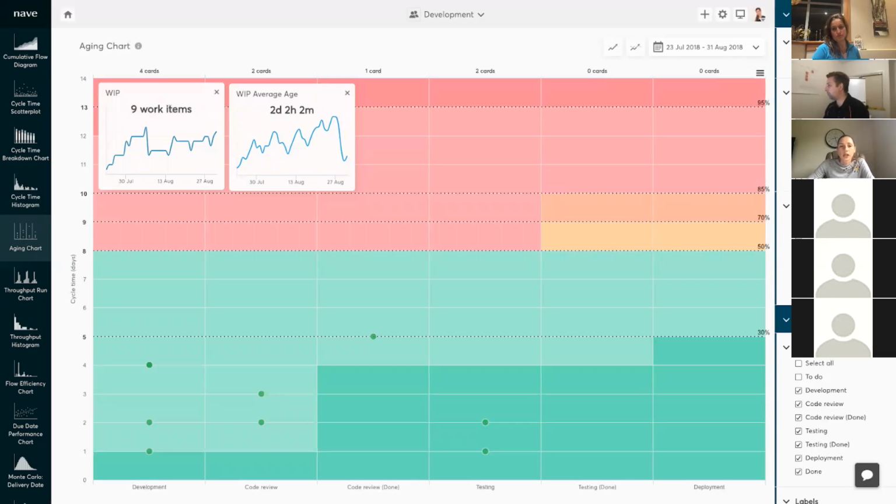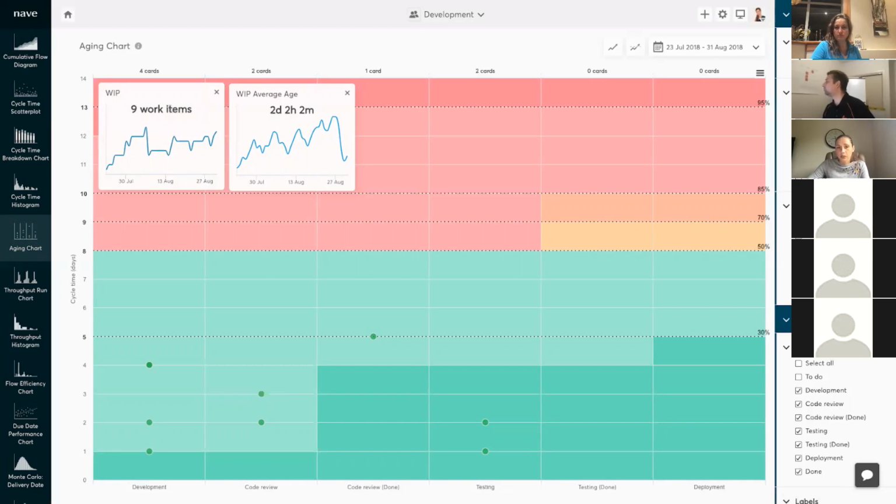The aging chart enables you to track your current work in progress. It uses the same visual format as your Kanban board, with each column representing a state in your workflow. The aging chart shows how many days a task has already spent in progress. The colored zones draw the timeline of how your tasks have advanced in the past.